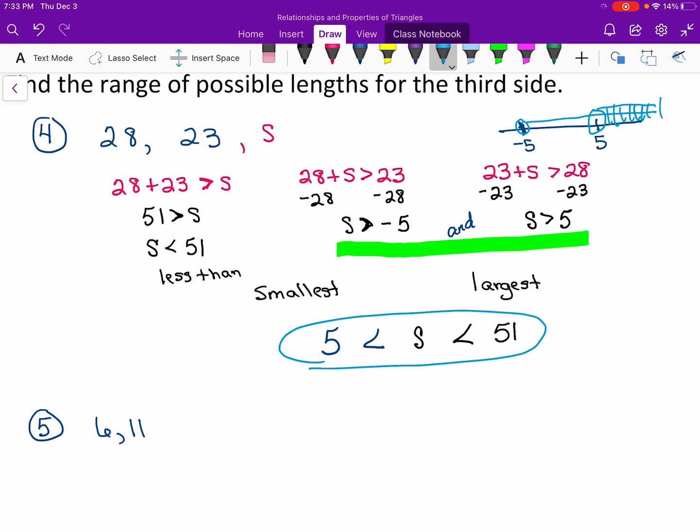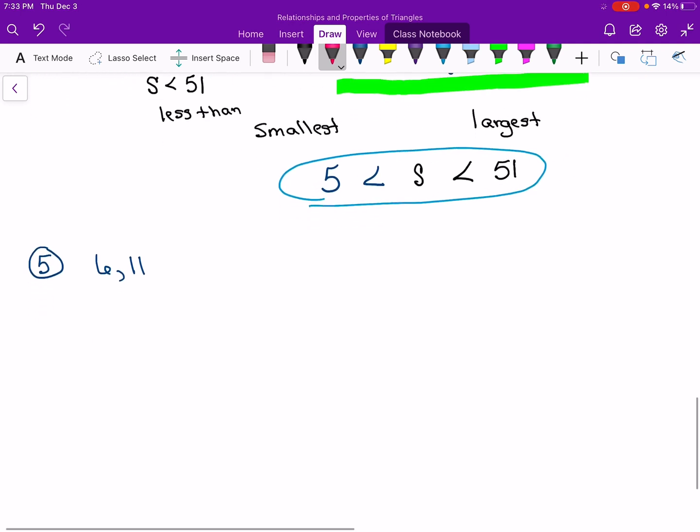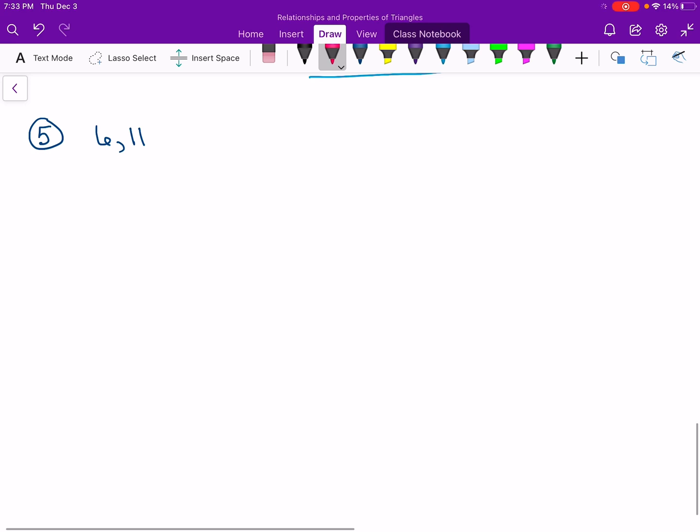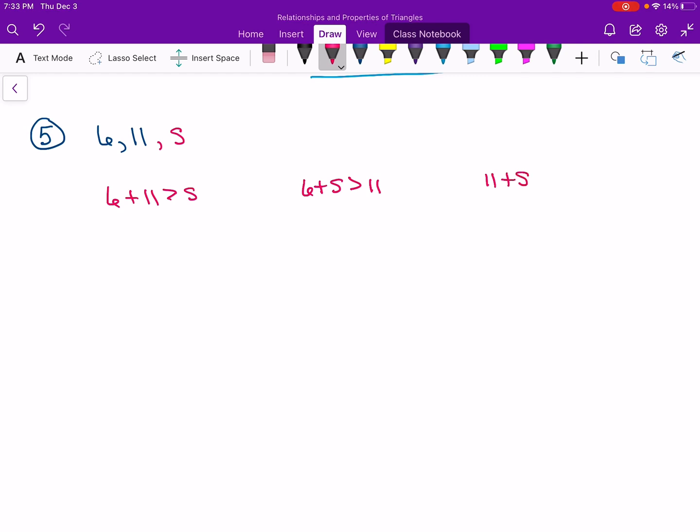Try one more time. This time our two side lengths are 6 and 11, a little bit smaller numbers. I'm going to call my third side S again, and let's write the three statements. 6 plus 11 is greater than S. 6 plus S is greater than 11. And 11 plus S is greater than 6. All three combinations. Now we solve.